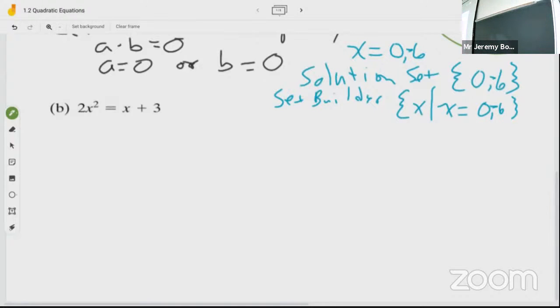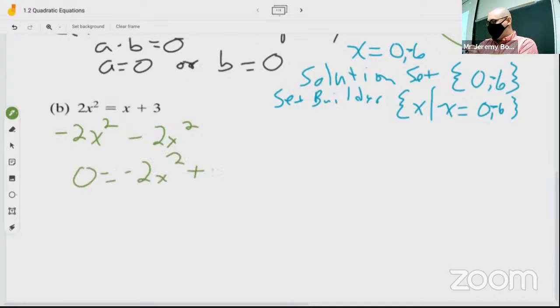So what's the first thing that we need to do? We get one side to 0. Yep. So the first thing we need to do is get one side equal to 0. How are we going to do that? Okay, so there's two options here, right? One option is we subtract the 2x squared, and neither of them is wrong, and we end up with 0 is equal to -2x squared plus x plus 3.